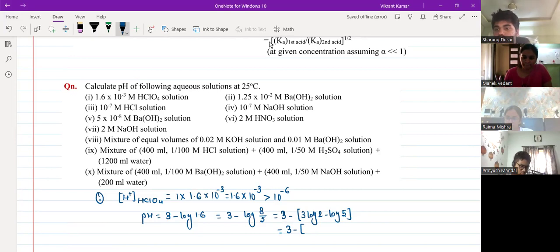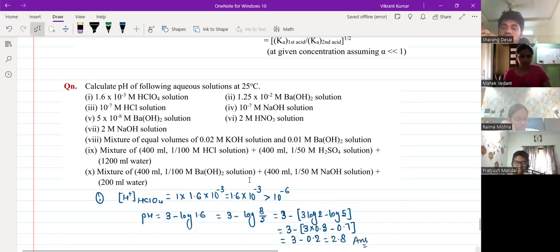Otherwise, if the options are given, they will not be that close, that if you took 0.3 you get a different answer, and if you took 0.301 you get a different answer. If options are very close, then you take care of the actual number. Here I'm just taking 0.3. Here log 5 is 0.699, I'm taking 0.7. And from that point of view, it becomes 0.9 minus 0.7 is 0.2. And that's why it becomes 2.8. Is it okay? So that will be the answer of this question.